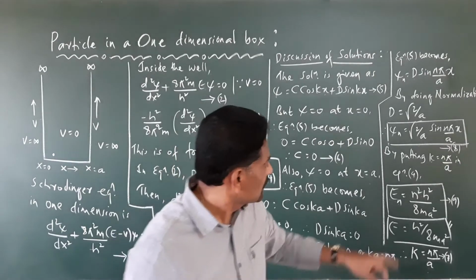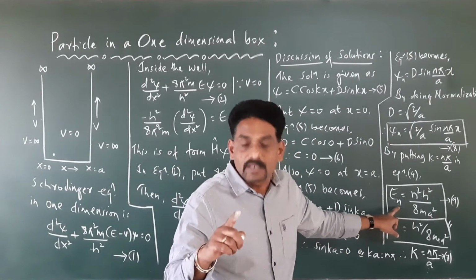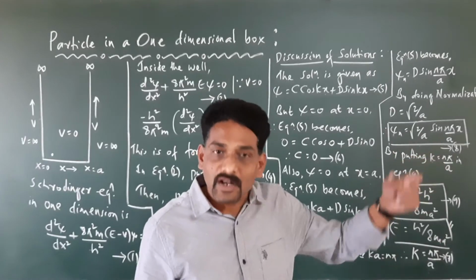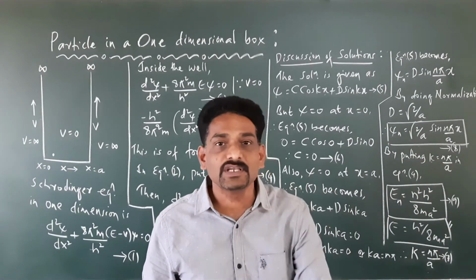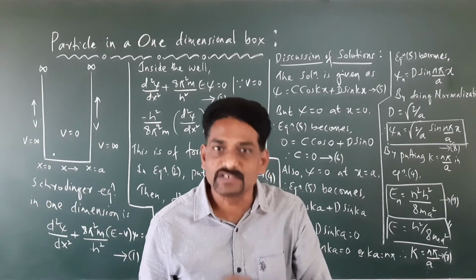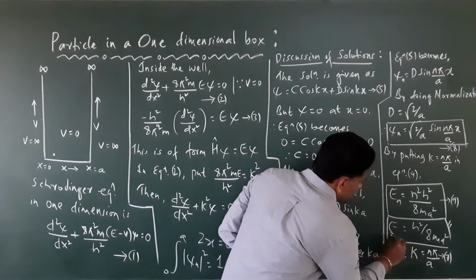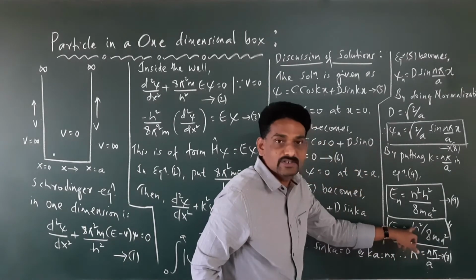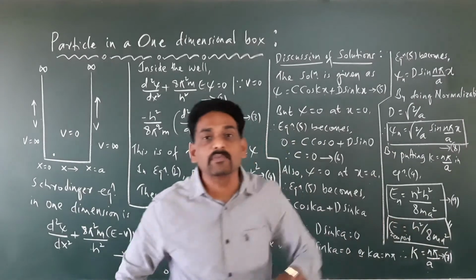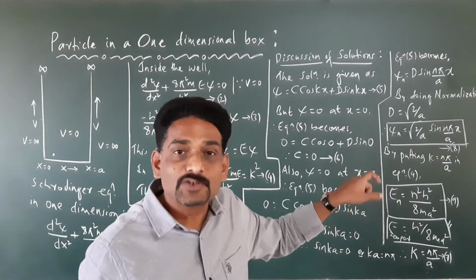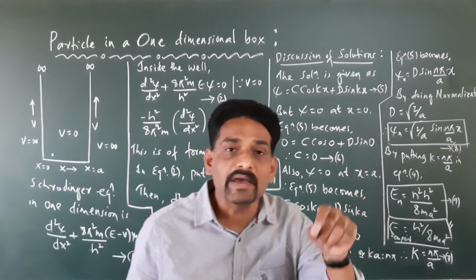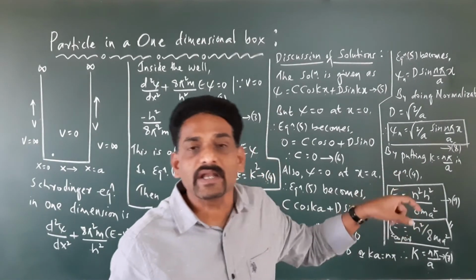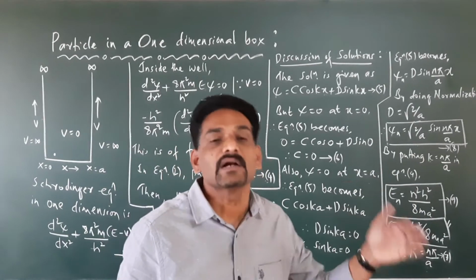Why minimum? Because we have taken the value of n equals 1. You cannot take the value of n as 0. So if you take n equals 1 and calculate that energy, we call it zero point energy, and it is written as E zero point equals h square by 8 m a square. That is the minimum energy of the particle, or we also call it the ground state energy of the particle.